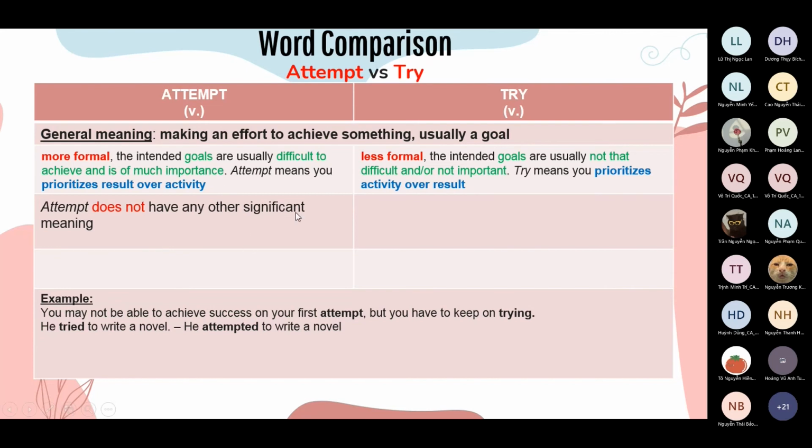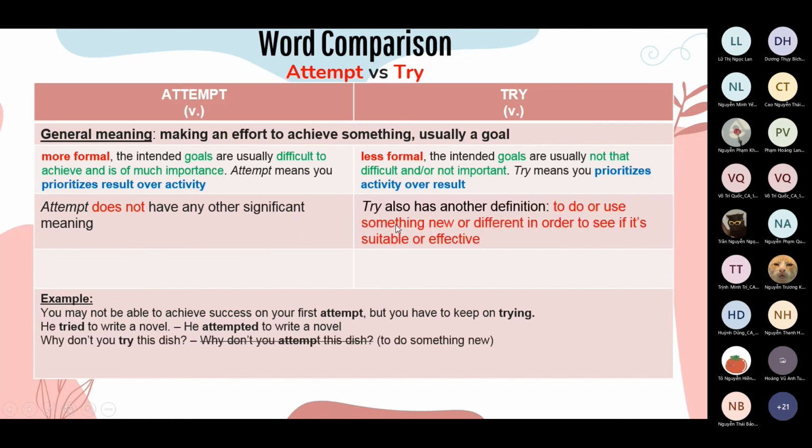The second difference is that while attempt doesn't have any other significant meaning, try has another meaning that attempt doesn't have, which is to do something new or different in order to see if it's suitable or effective. If you look at the example down here, why don't you try this dish? You cannot use why don't you attempt this dish, because attempt doesn't have the same definition as try does. Why don't you try this dish is just you try something new. You don't attempt something new. You have to try something new.